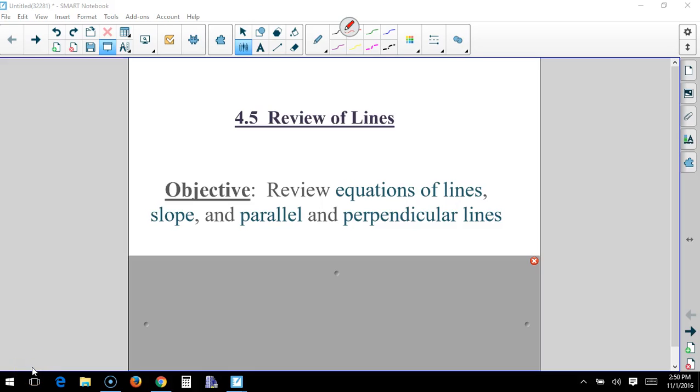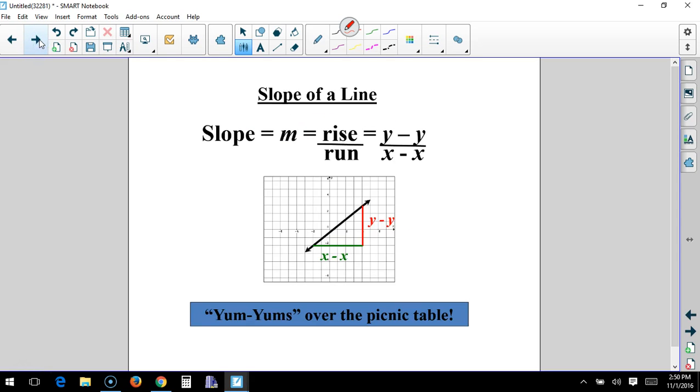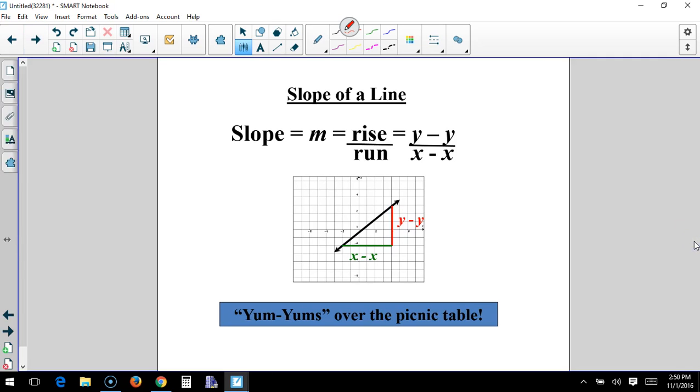Okay, 4.5, reviewing lines. We're talking about equations of lines, slope, and parallel and perpendicular lines. So, the slope of the line. We use the letter M for slope. It's referred to often as rise over run. And if you remember the yum-yums on the picnic table, it's y minus y over x minus x. Gotta remember, rise is the up and the down over the left and the right. So that's why y over x.